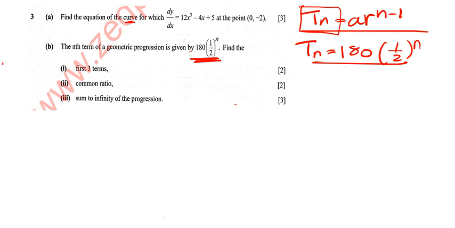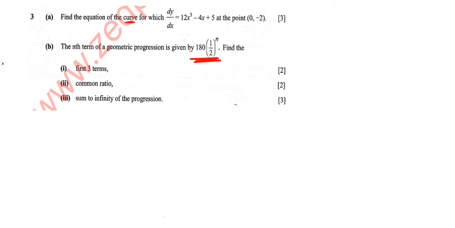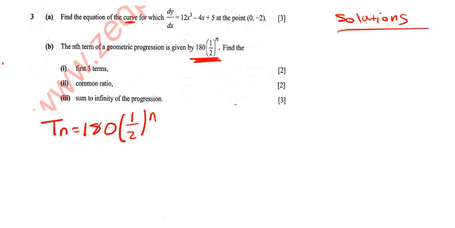So this was just the thing which we needed to understand in order for us to get this whole question correct. As I proceed, I can just rewrite the formula here so that we follow through. So Tn is given by 180 open bracket 1 over 2 close bracket to the power n. So we say solutions. They have said find the first three terms.